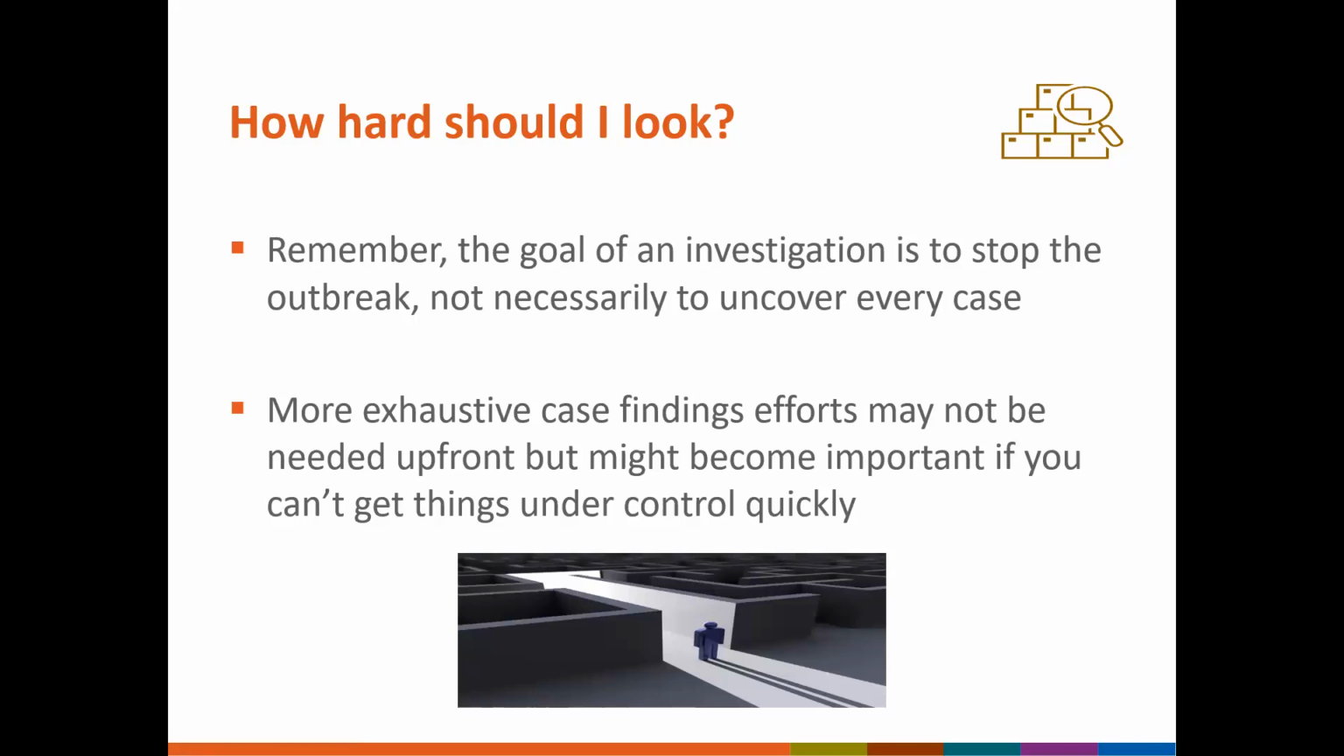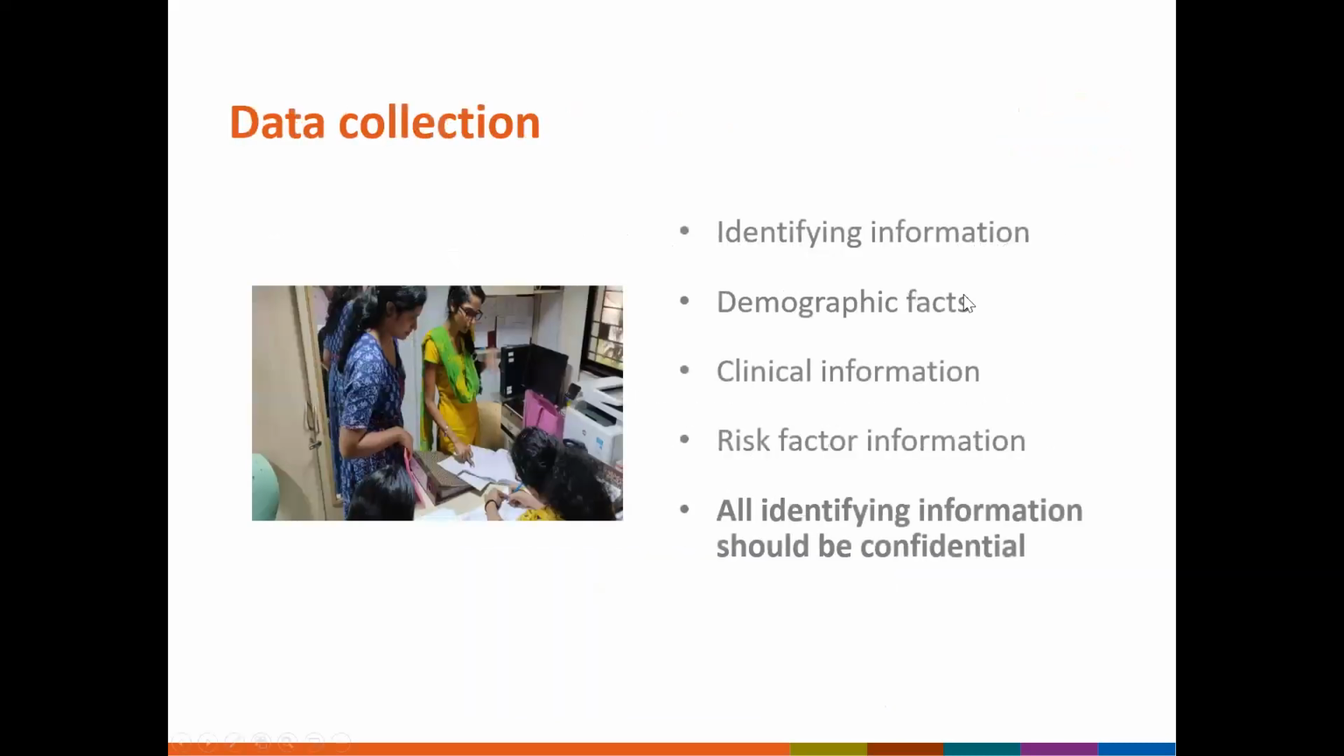If you are able to get enough information, that is more than enough. If you can start your control measures and focus on infection prevention control activities. More exhaustive case finding efforts may not be needed upfront, but might become important if you can't get things under control. So you have to strike a balance and decide how far you should look for getting all the cases when you are dealing with a healthcare associated outbreak. If you are able to figure out a reasonable number of cases, and you are able to get some conclusive information regarding the source or preventive measures, that is more than enough for a healthcare associated outbreak investigation.